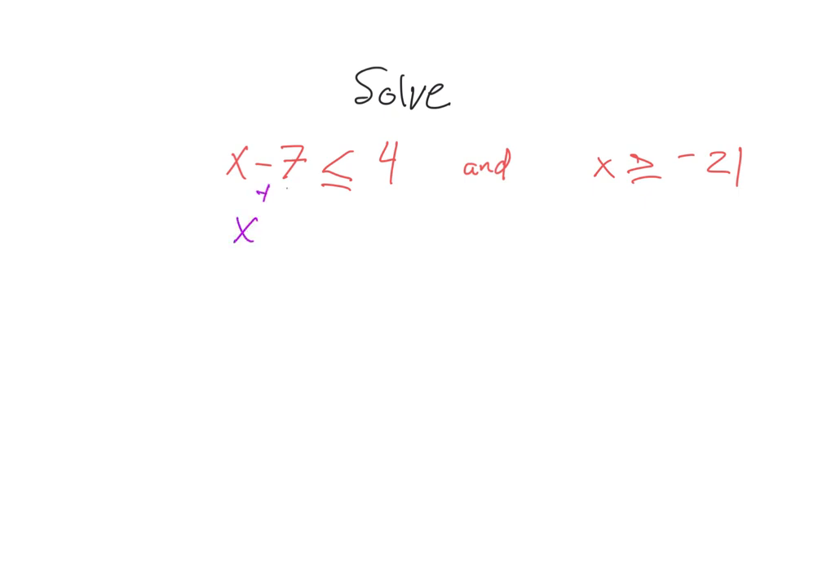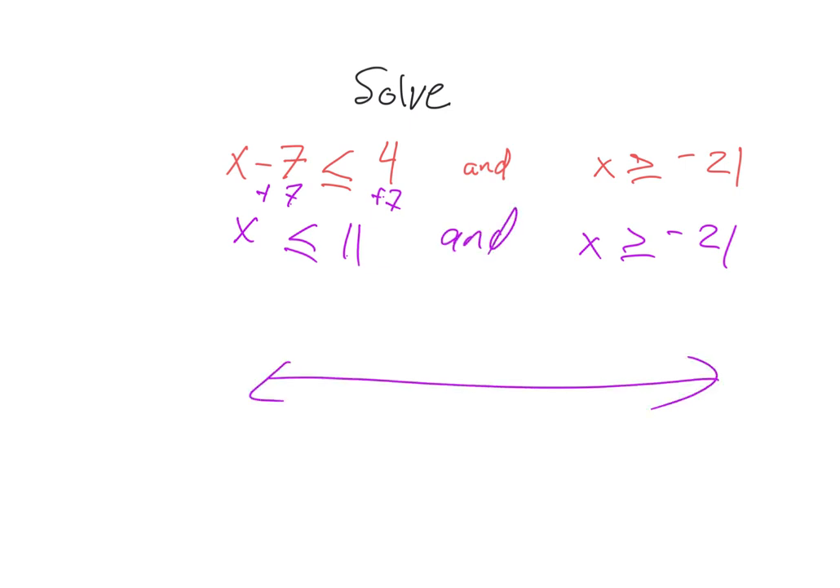So I'm going to add 7. x will be less than or equal to 11, and x is greater than or equal to negative 21. It says "and," so I'm going to look at a number line. I've got two numbers now. I'm at negative 21 and I'm at positive 11.